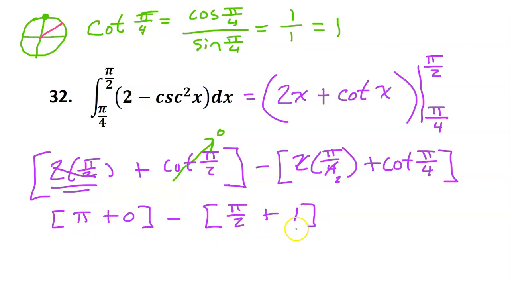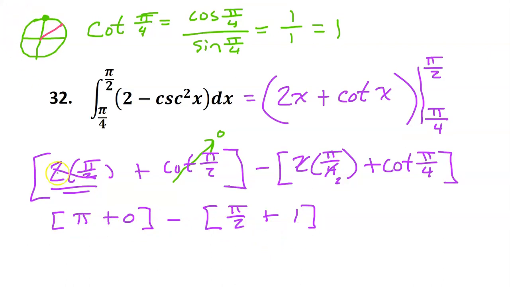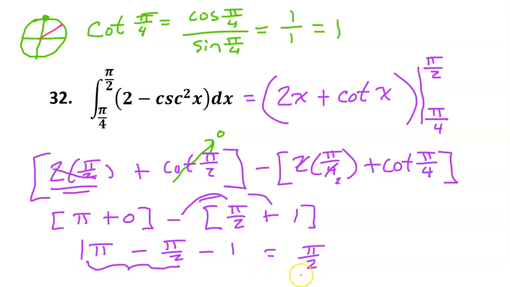So what will all of this simplify down to? Don't forget to distribute this minus sign. We have pi minus pi over 2 minus 1. Pi minus pi over 2. This is like a whole pi minus half of a pi. So that's going to leave half of a pi. So I've got pi over 2, right? This part right here simplifies down to pi over 2. And then we still have the minus 1. So that's as far as we can go. So the final answer would be pi over 2 minus 1.